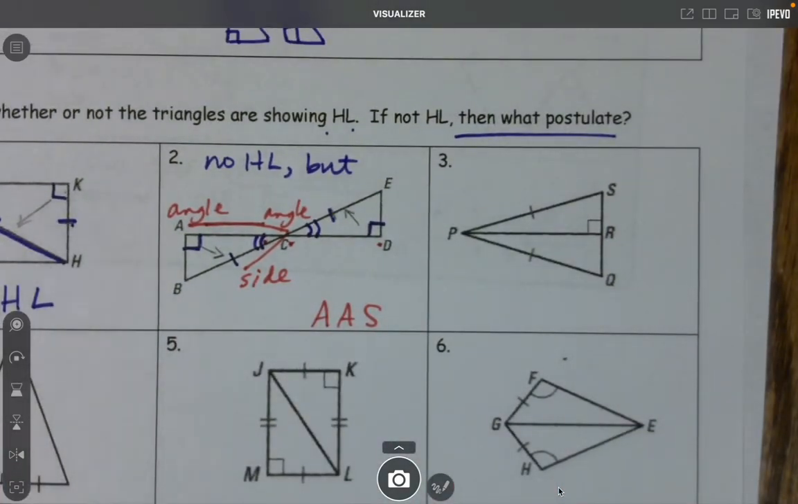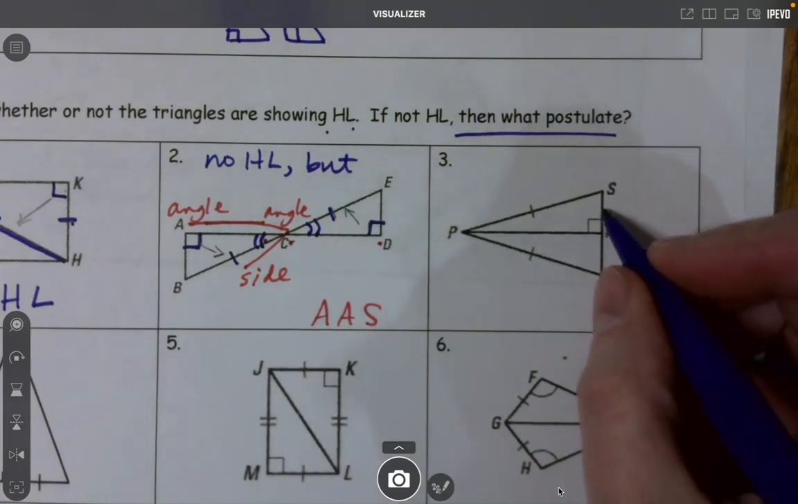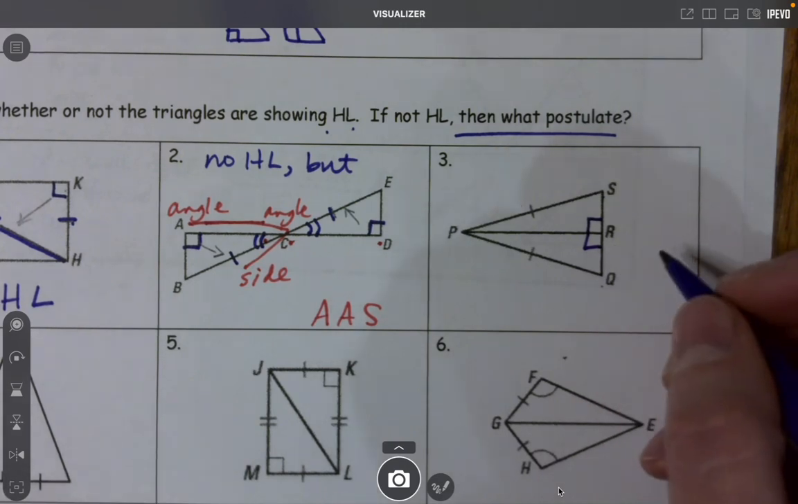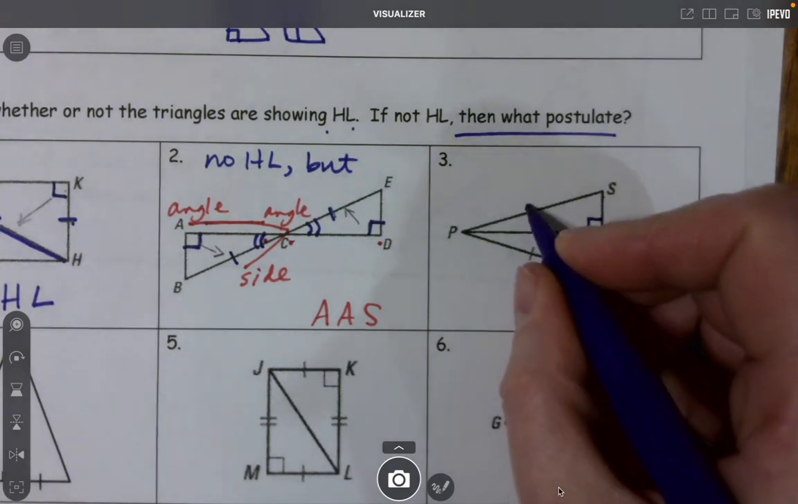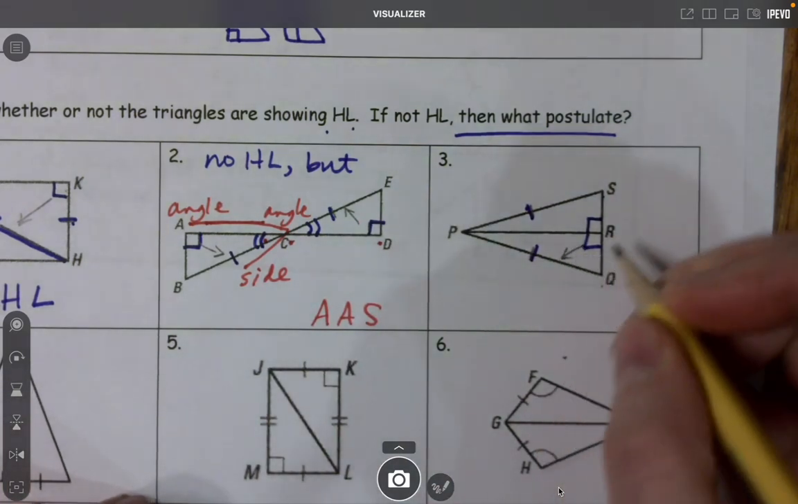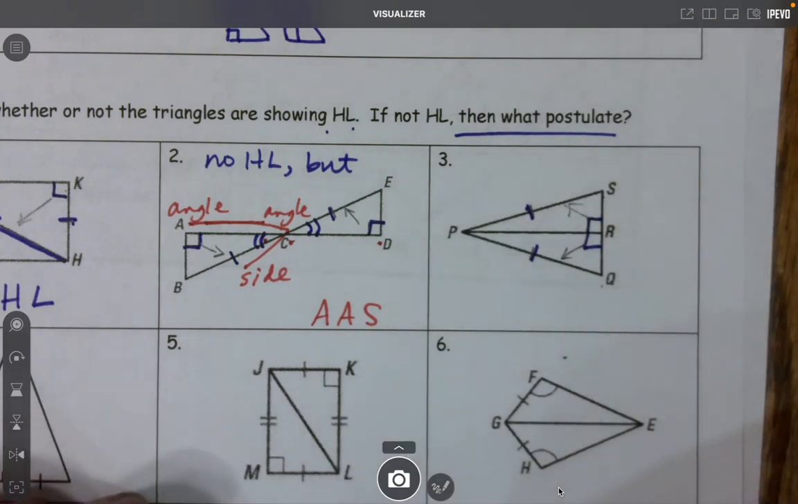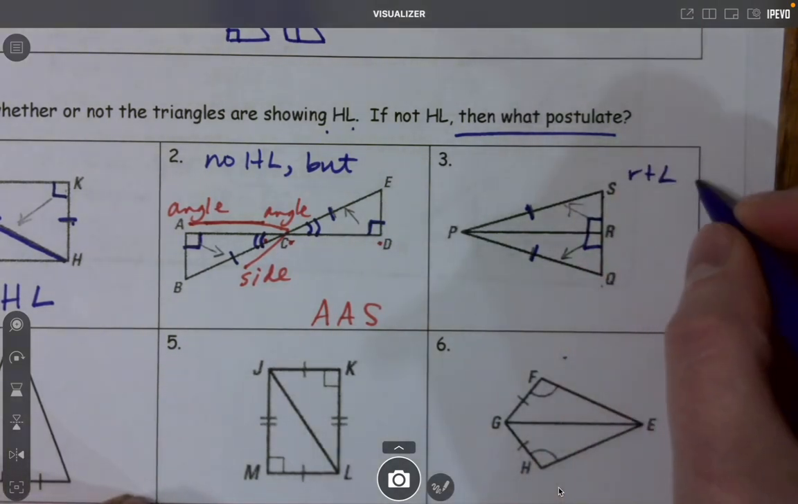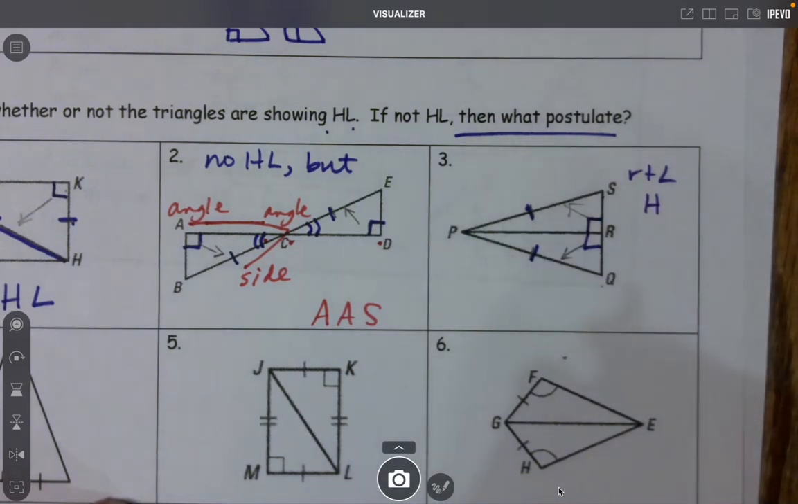We do have right triangles again. We know that this line here is going to be 180. So if we have a right angle on this side, we must also have a right angle on the other side. And we have that these two sides are congruent. So let's see which sides are those. It looks like that's the one across from the right angle for both. So we have our hypotenuse. So we've got our right angle. We've got our hypotenuse.